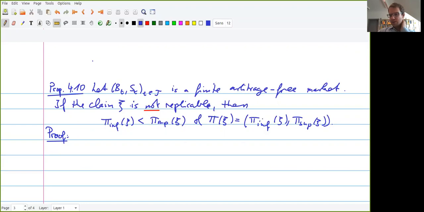Okay. So we start with showing that the set of arbitrage-free prices is given by an open interval. I mean, basically, we want to construct for every arbitrage-free price an element which is bigger and which is smaller. So strictly bigger and strictly smaller. Then we have an open interval, and in particular, we know that the infimum and the supremum are unequal.